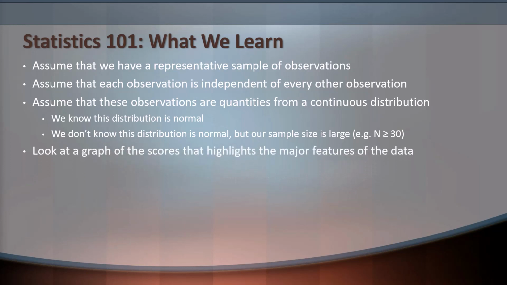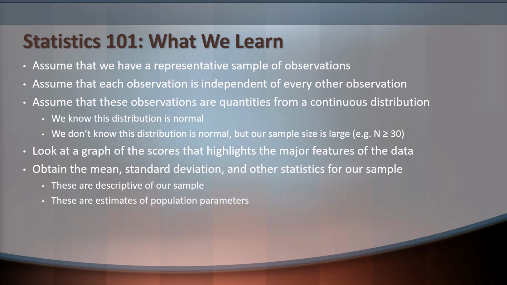We then start by looking at the major features of the data through visual analysis or a graph of our scores. We don't worry about the specifics at first, but rather we want to get an overview of the shape of the data and various characteristics of the data. Then we drill down and get more specifics, finding these statistical indices of various characteristics of the data, such as the mean for the center of our distribution, the standard deviation for the variability of the distribution, and other statistics.